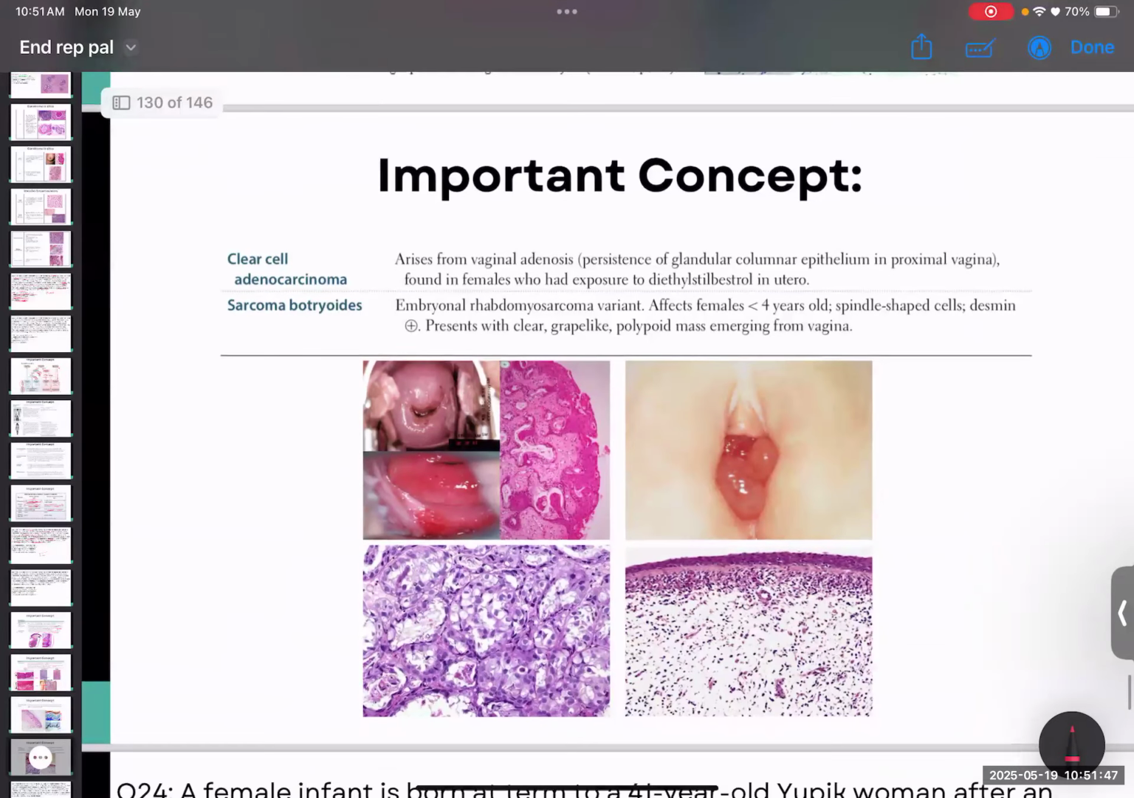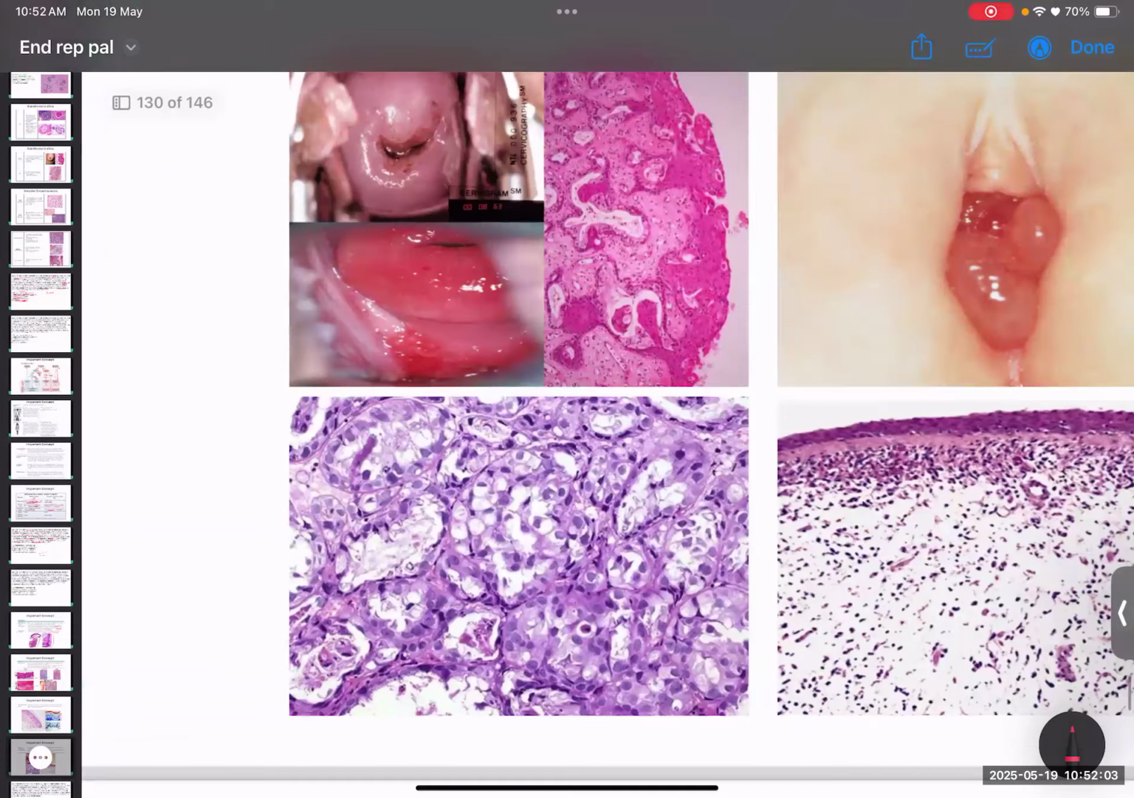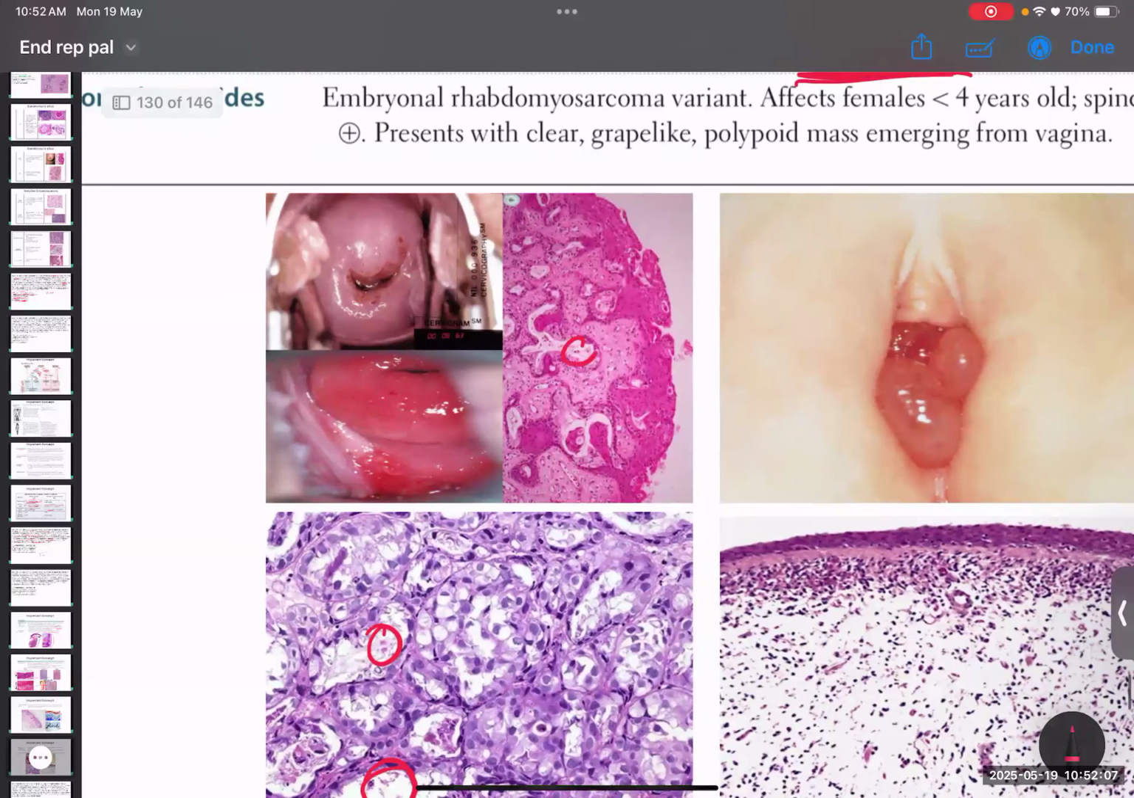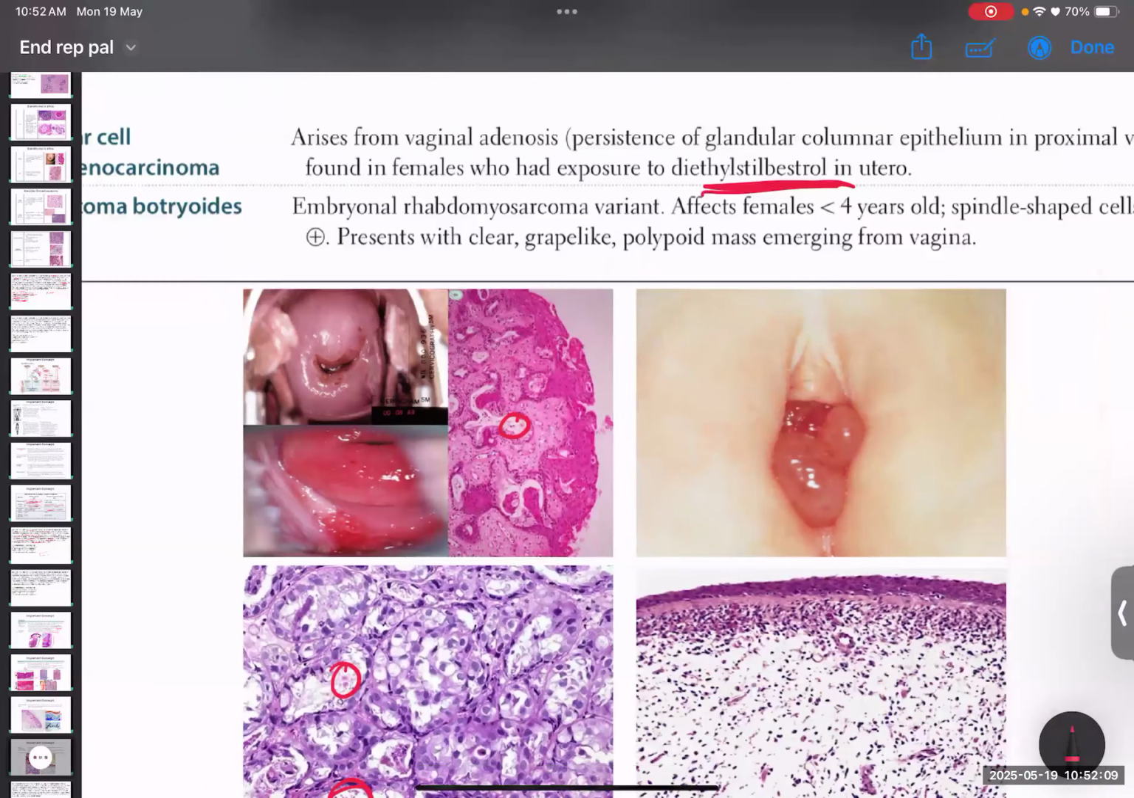Moving on to clear cell adenocarcinoma, this is usually in response to exposure to DES, which is diethylstilbestrol, in utero. But now usually you don't see this as often because they've stopped this completely. But you will see clear cells here, things of that sort.